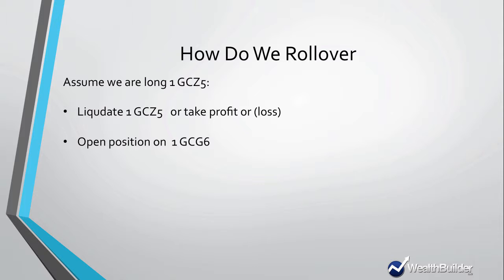The next thing you would do is open a position on the next month's contract, which would be one gold G6, and G stands for February and 6 is 2016. So the recap: all you would do is liquidate the near month contract, which is December 15, take profits or loss on it, and reopen the same position on the next newer contract, which is one gold February 2016.